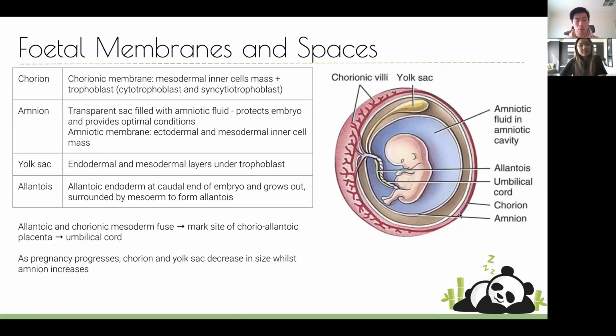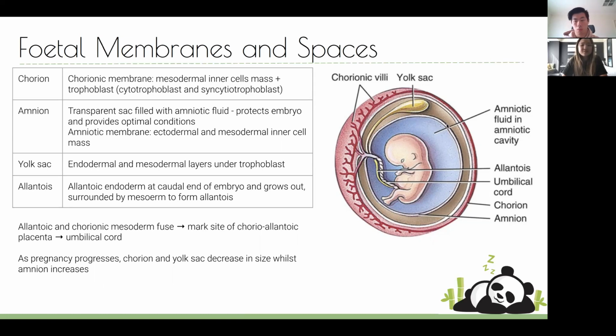All right, fetal membranes and spaces. You've got a couple layers. You have the chorion, which comes from your mesodermal inner cell mass and trophoblast. Then you have your amnion, which has amniotic fluid inside. The amniotic membrane is ectodermal and mesodermal. Then you have your yolk sac, which is endodermal and mesodermal. And then you have your allantois.